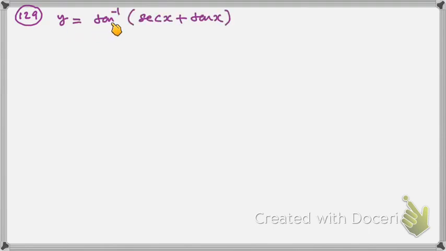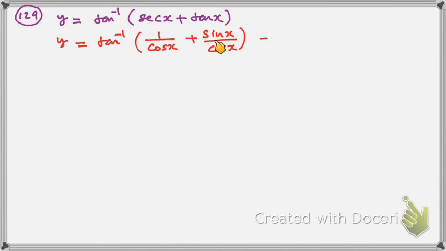Next question, y is equal to tan inverse of sec x plus tan x. So here when I see sec x plus tan x, I know that there is a possible simplification, because we always try to change every single trigonometric function in terms of sine and cos. So this is going to be tan inverse of: sec x can be written as 1 by cos x, and tan x is sin x by cos x. So we try to put them into the lowest form in terms of sine and cos. Sec x is 1 by cos x, and tan x is sin x by cos x.